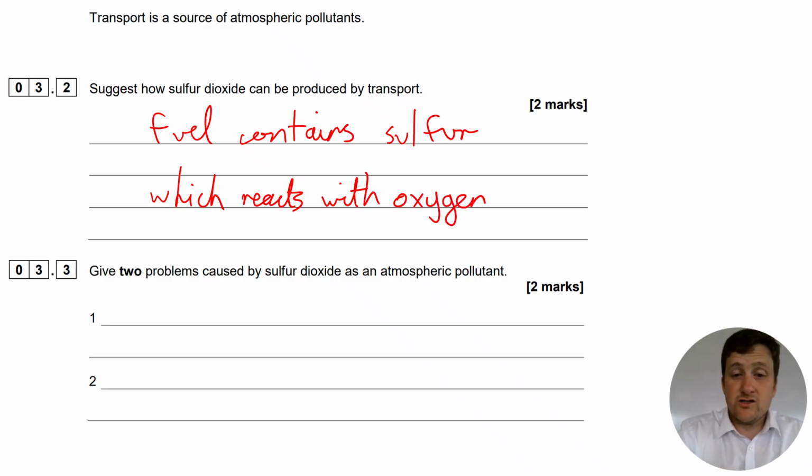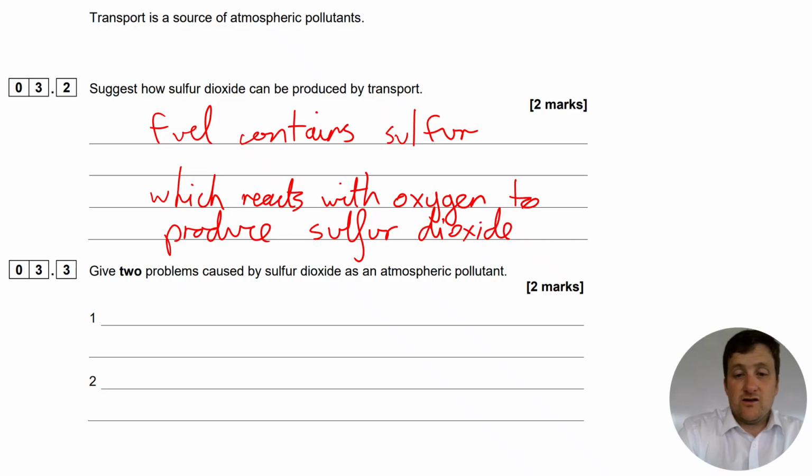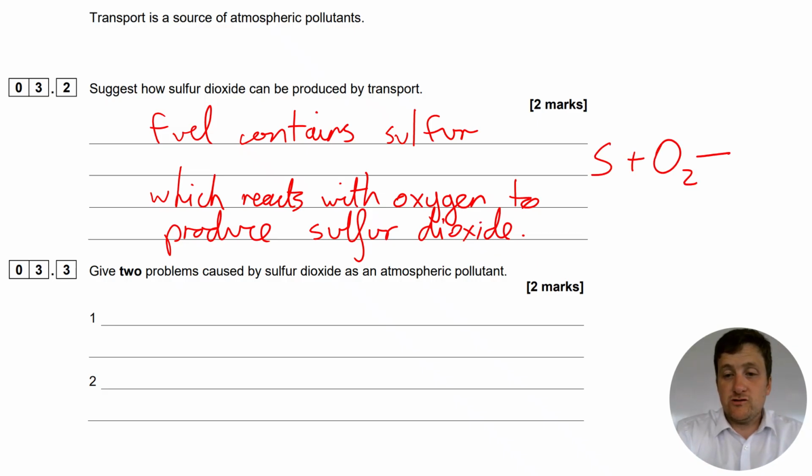Not a huge surprise, to produce sulfur dioxide. Now I'm going to do something on the side because it's chemistry. Sulfur plus oxygen turns into, or produces, sulfur dioxide. That's what we've described. Although all we've said is in the sulfur, this is fuel. And this is the air, obviously, for oxygen.